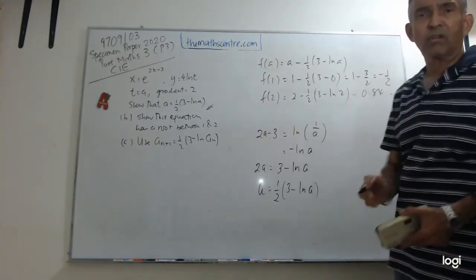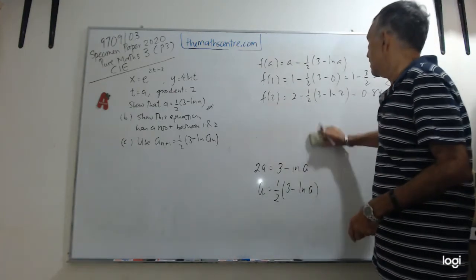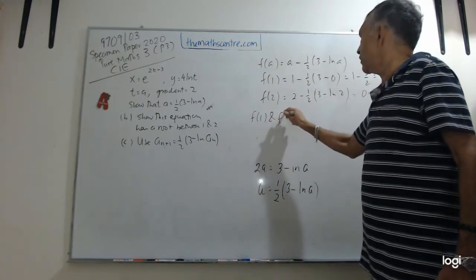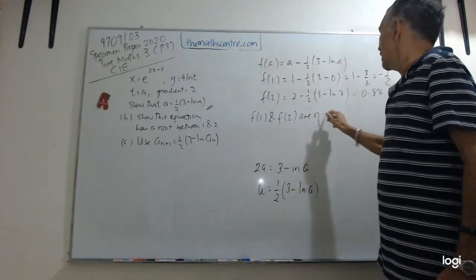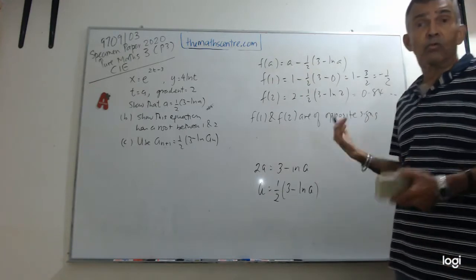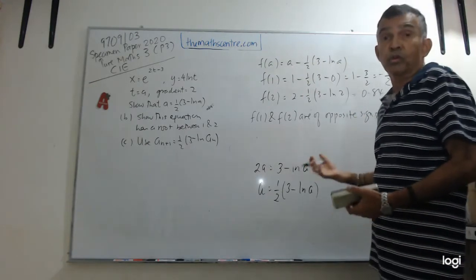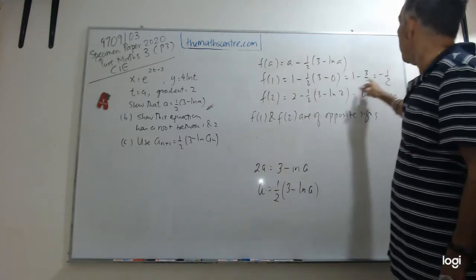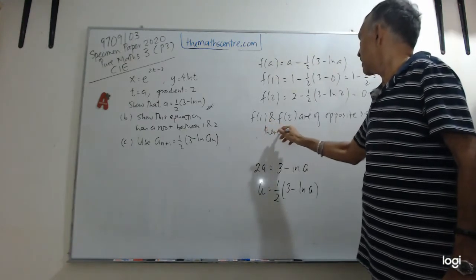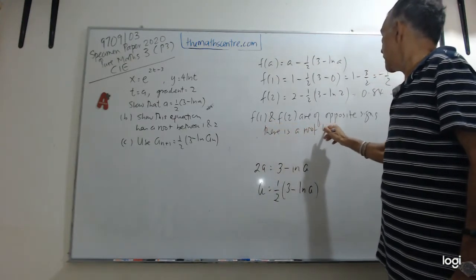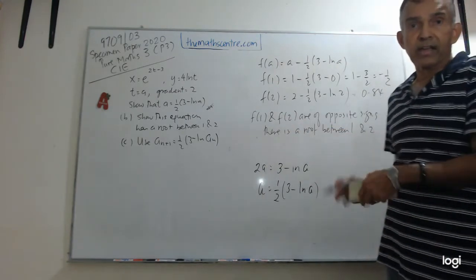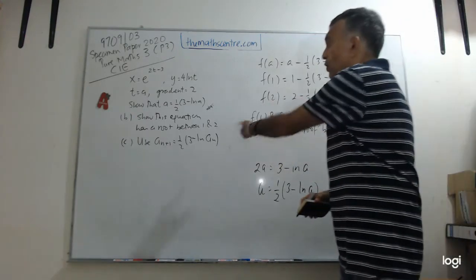0.84 something. Okay, so make sure you write this line on the exam, yeah? Since f(1) and f(2) are of opposite signs, you must write this line, yeah? People don't write this line. They assume that the examiner knows what you're thinking. So since f(1) and f(2) are of opposite signs, one is negative and one is positive, there is a root between 1 and 2. So make sure you write that line, okay? Good. They ask you to show, and we are done with that.